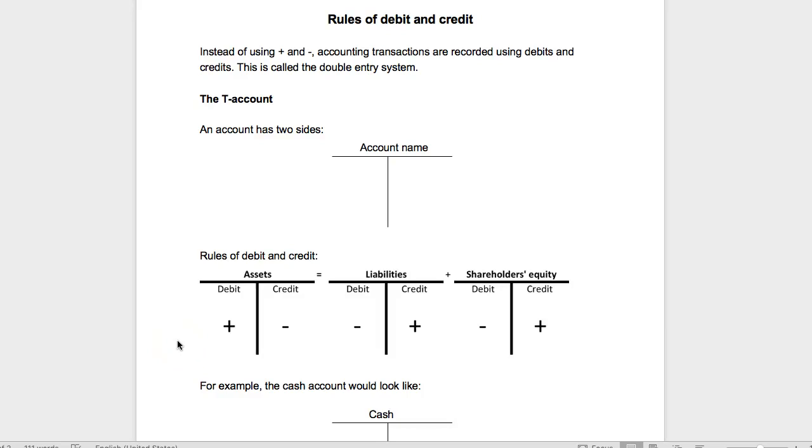Hey there, this video explains the rules of debit and credit.